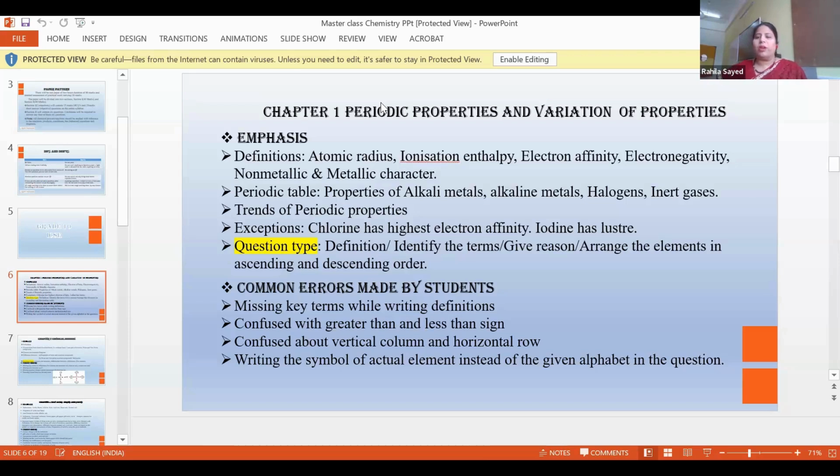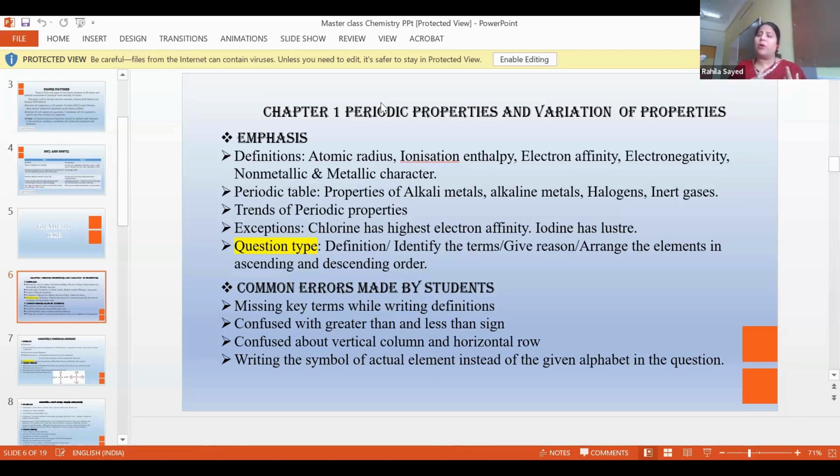So my tip over here will be, children, first you write the elements the way it is in the periodic table. First arrange them the way it is given in the periodic table, and then put the greater than or less than sign. Basically, children, the confusion here is that you all put the signs opposite. So check whether it is in the increasing order or whether it is in the decreasing order. See what is asked in the question and do it accordingly.